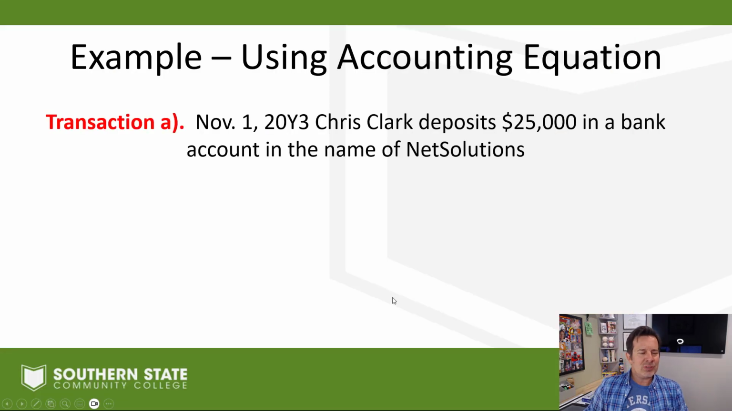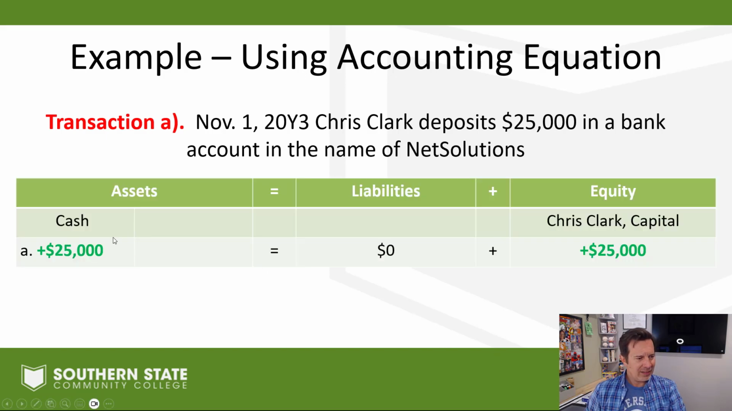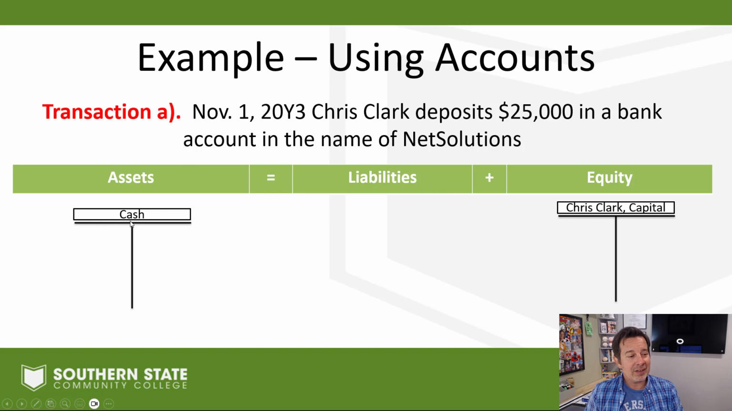Let's put it in action here. Just one example real quick. November 1, we remember Chris Clark deposited $25,000 in a bank account to start Net Solutions. We plugged that right into the accounting equation, didn't we? I just throw it under the asset side, throw it under the equity side, and we're all good. Now we're talking about putting it into the actual individual accounts with a debit or a credit. We can do that. Here's my cash account. It's on the asset side of the accounting equation. Here's my capital account. It's on the equity side of the accounting equation.